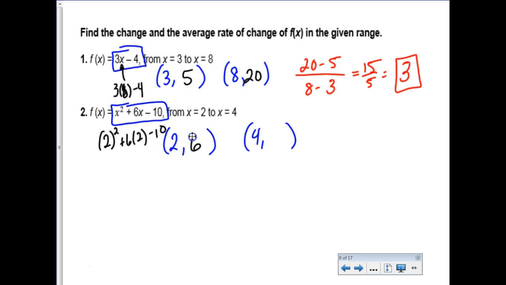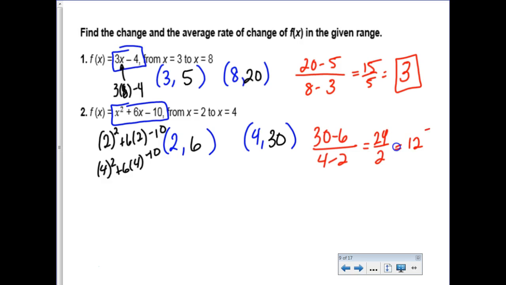Okay, good. And then if I plug in a 4, let's see, 16, 24, 40. Is that 30? Awesome. So I have my two ordered pairs at those two particular x values they wanted, and now I'm going to find slope. Average rate of change would be 30 minus 6 over 4 minus 2, which is 24 over 2, which is 12. Yeah. All right, cool.